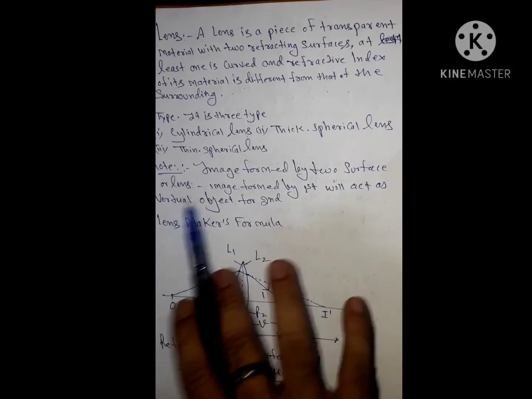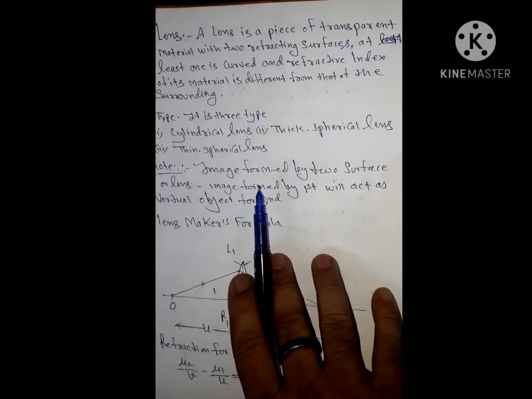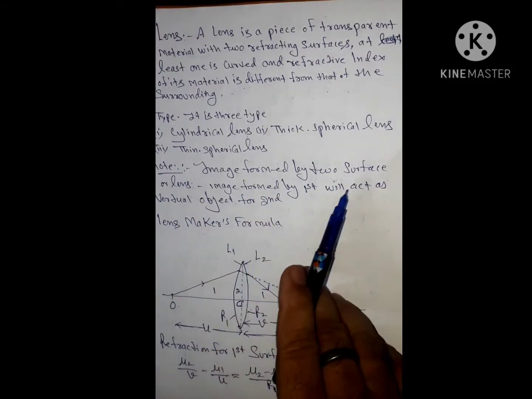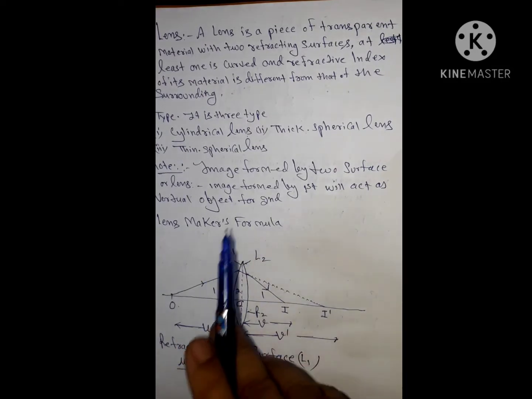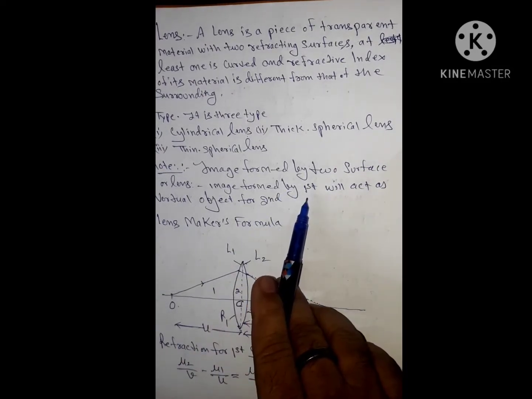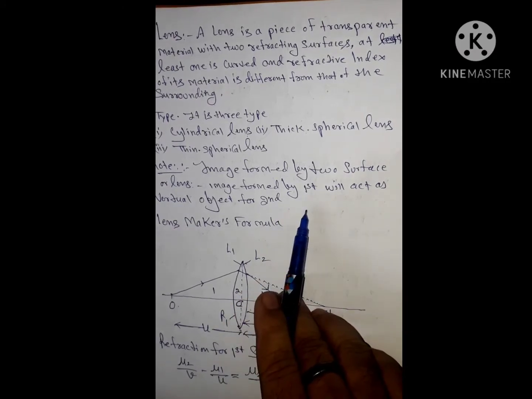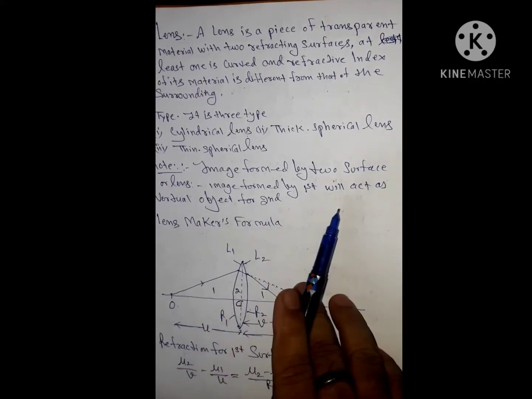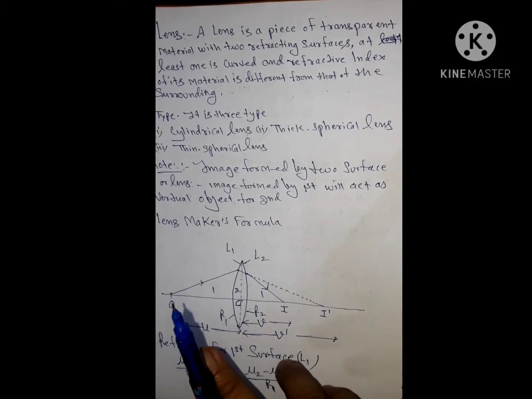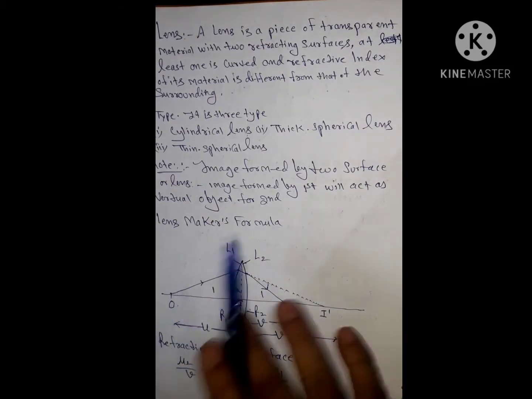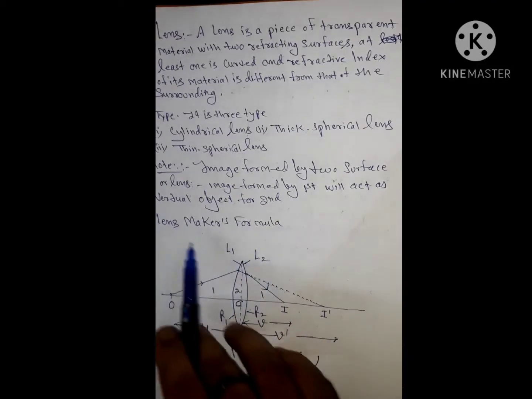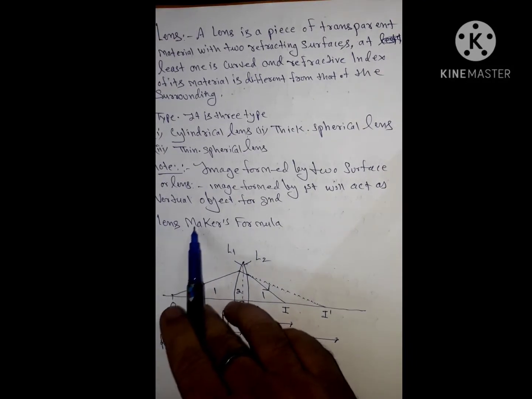The first very important concept used in the lens topic: image formation by two surfaces or lenses. The image formed by the first surface or lens will act as a virtual object for the second surface or lens. Always remember, all derivations and all numericals are based on this concept. The very important result: lens maker's formula.